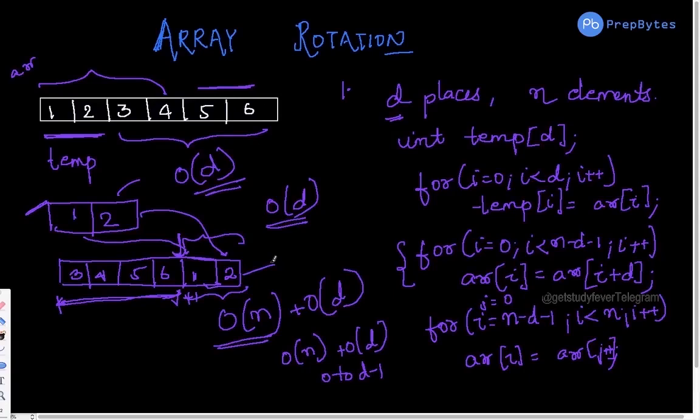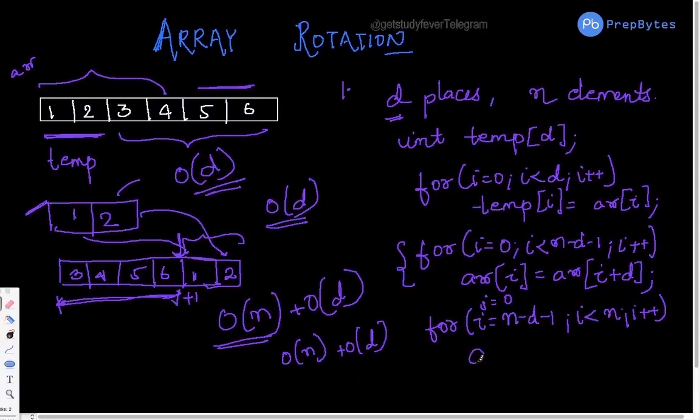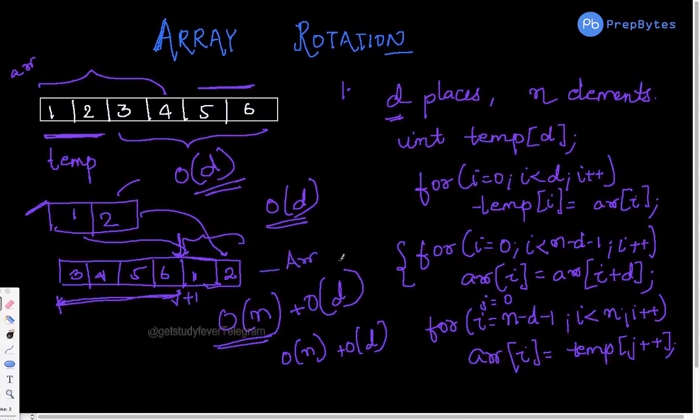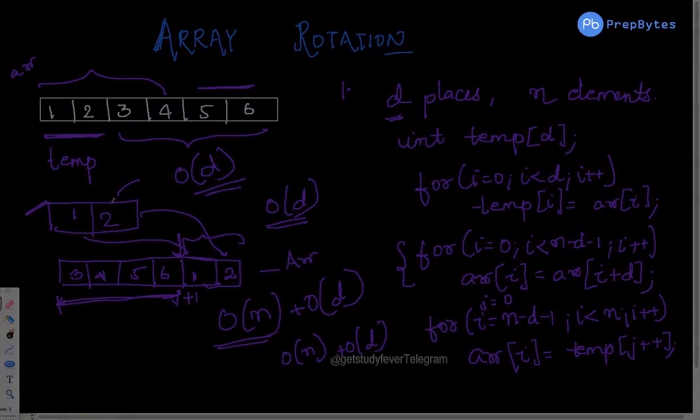Now let's go ahead and see another approach. So we do arr of i is equivalent to temp of j plus plus. This particular thing ensures that these elements are copied back to this particular array, and hence this array is the rotated array. Now let's go ahead and see another approach for rotating the array.